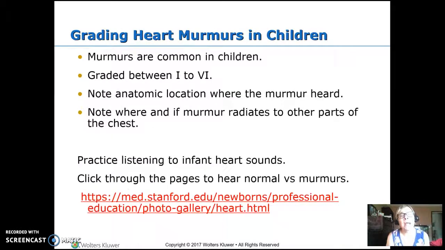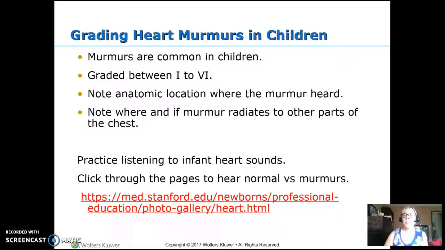Grading murmurs. Take advantage of listening to murmurs. You'll get a chance at Valley Children's. So listen to some murmurs. You'll see in the chart they grade them between 1 and 6. I don't expect you to grade them, but just so you know what that is.